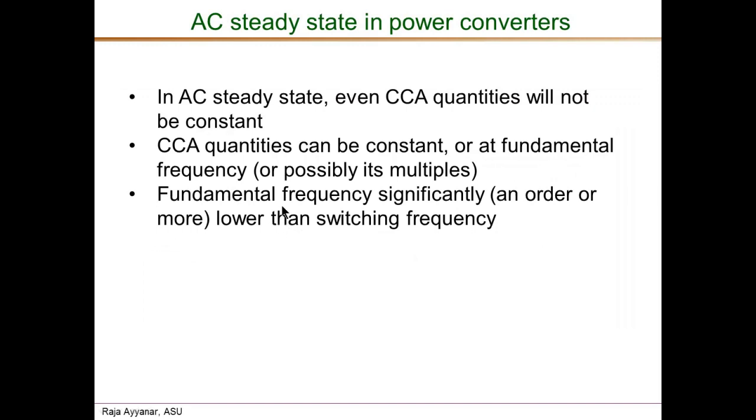One example would be the grid interface of renewable energy resources. There it's a DC to AC inverter where the fundamental frequency is the grid frequency at 60 Hz, and to realize that we will be switching at frequencies in the order of tens of kilohertz. So the switching frequency is much larger than the fundamental frequency. And once the circuit reaches AC steady state, then all the voltages and currents would most likely have the fundamental frequency. Some of them may have twice the line frequency, and some of them may be just constant values.